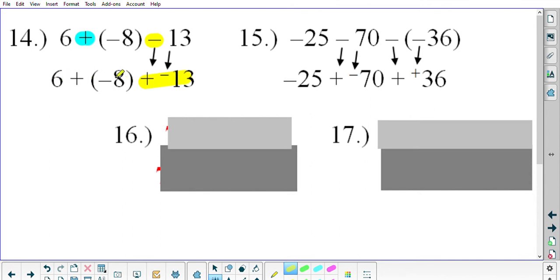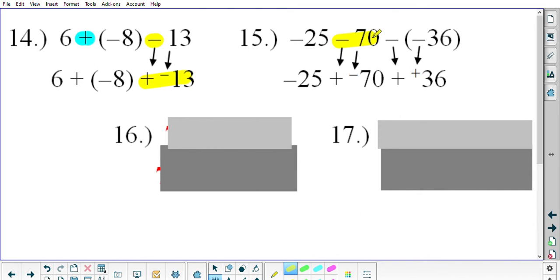Remember the rule of the day. Only subtraction is the same as adding the opposite. Not addition problems, not multiplication problems, not division problems. Only subtraction problems are the same as adding the opposite. So that's what makes this a little trickier. Now take a look at 15.